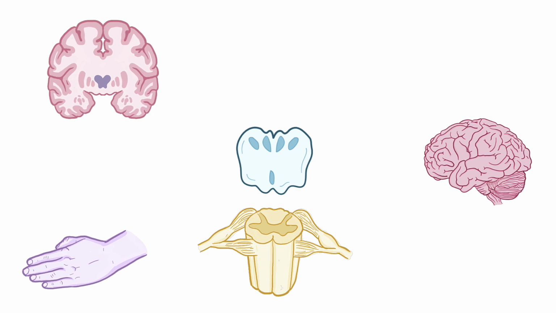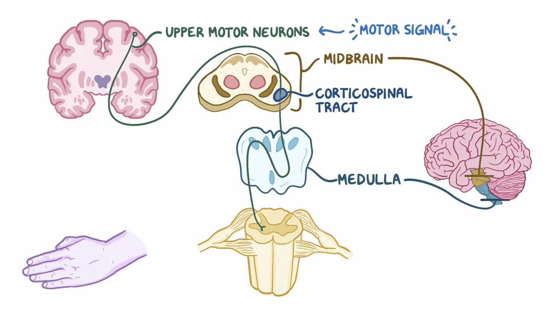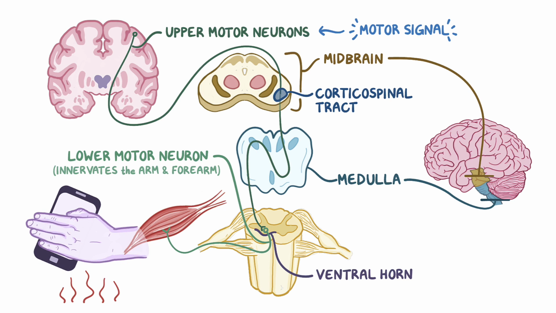Once your brain receives sensory information, it sends a motor signal down the upper motor neurons through the corticospinal tract in the midbrain and crosses to the opposite side at the medulla, before continuing down the spinal cord. There, they synapse with lower motor neurons in the ventral horn, and the lower motor neuron axons then leave the spinal cord to innervate the muscles of your arm and forearm, which allows you to lift your fingers and hand from the hot pan, or pick up your cell phone. Hopefully this all happened quickly, so you haven't sustained major tissue damage and that collar hasn't hung up.